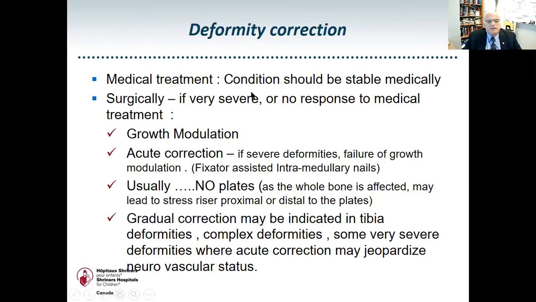For deformity correction here, first the condition has to be stabilized medically, and then we proceed with any surgical intervention that may include growth modulation or acute correction. Usually in the acute correction we use intramedullary nails. We usually never use plates. Gradual correction may be indicated in some cases of complex and very severe deformities where acute correction may jeopardize our neurovascular status.